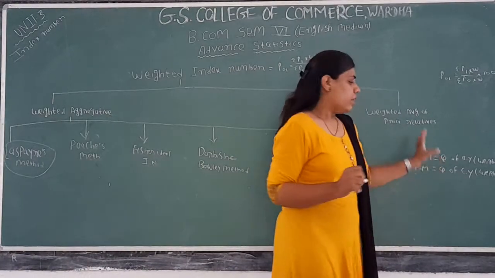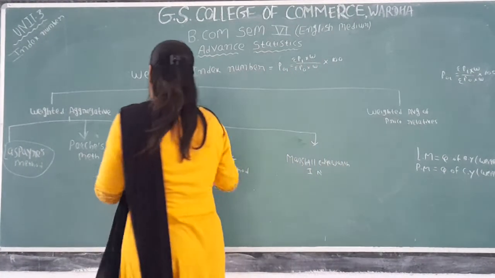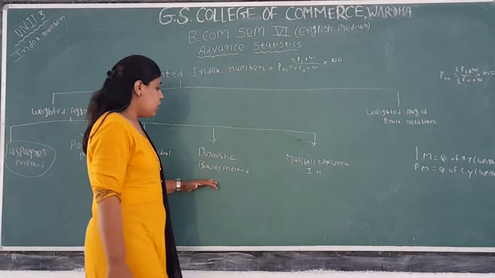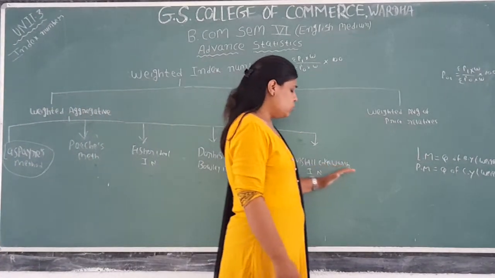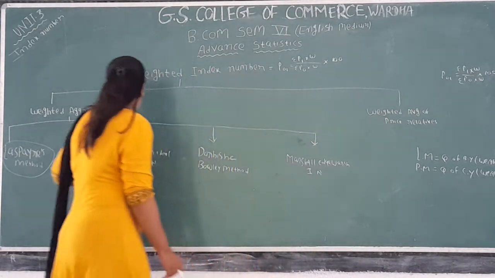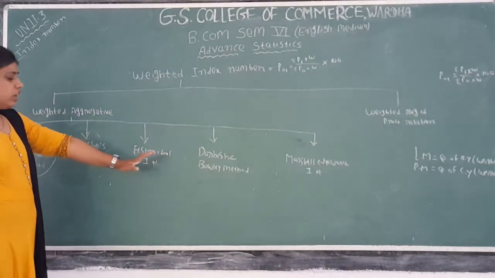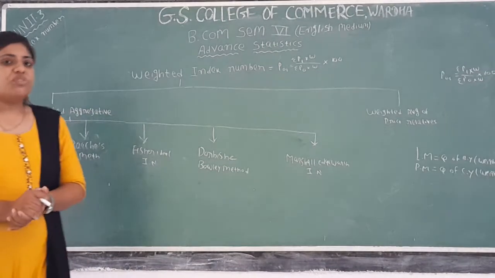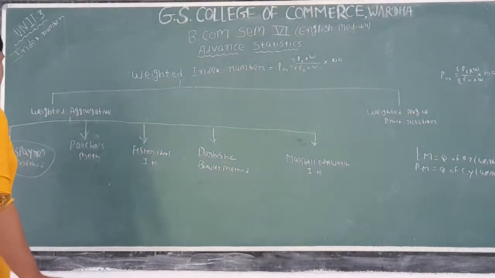Okay, and when we talk about these three other methods, that is Fisher's ideal index number, Drobisch and Bowley's method, and Marshall and Edgeworth index number, these formulas are the modification of the Laspeyres method and Paasche's method. So let's begin with the formula to understand the Laspeyres method.